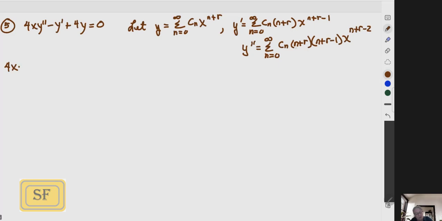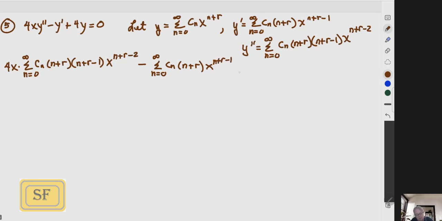We get 4x times y double prime. Y double prime is the sum as n goes from 0 to infinity c sub n times m plus r times m plus r minus 1 x to the m plus r minus 2, and then minus y prime, which is the sum n goes from 0 to infinity c sub n times m plus r times x to the m plus r minus 1, and then plus 4y, which is the sum n goes from 0 to infinity c sub n x to the m plus r equals 0.